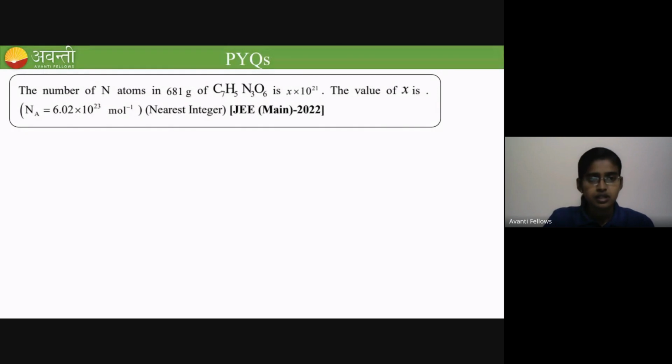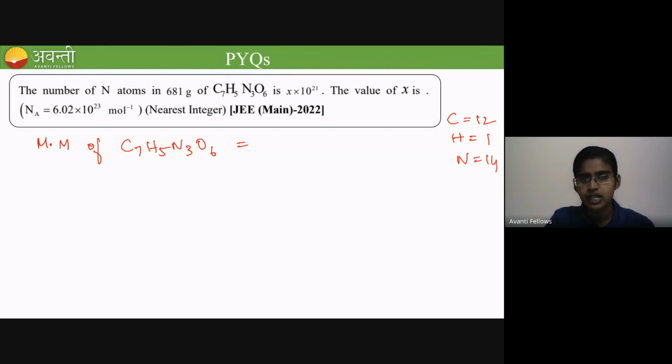So, I need to find out the molar mass. The molar mass of C7H5N3O6, we can calculate, right? Carbon atomic mass is 12, hydrogen is 1, nitrogen is 14, and oxygen is 16. If we calculate with the corresponding numbers, 7 into 12 plus 5 into 1, plus 3 into 14 and 6 into 16, we will get the molar mass as 227 gram per mole for this compound. Okay, 227.